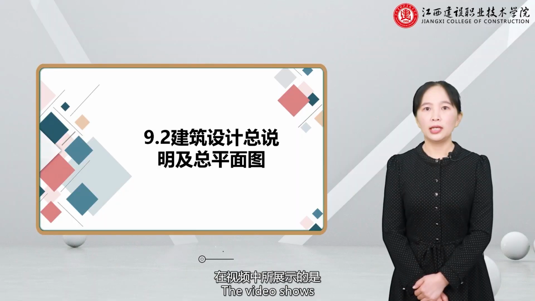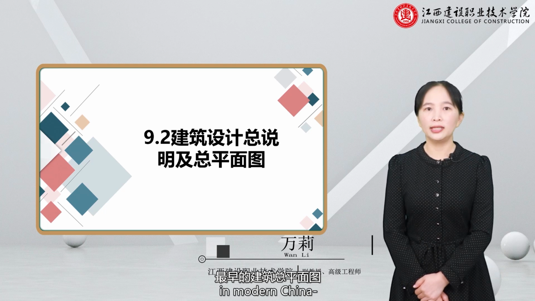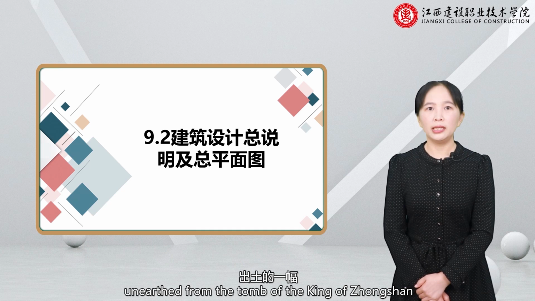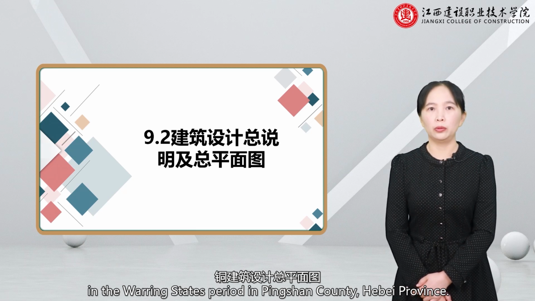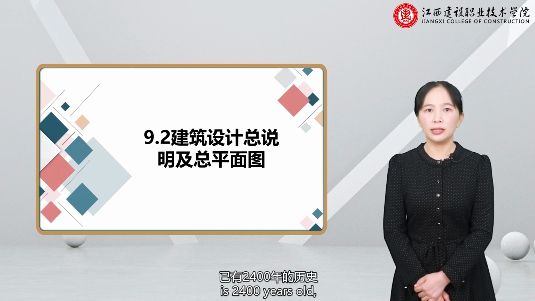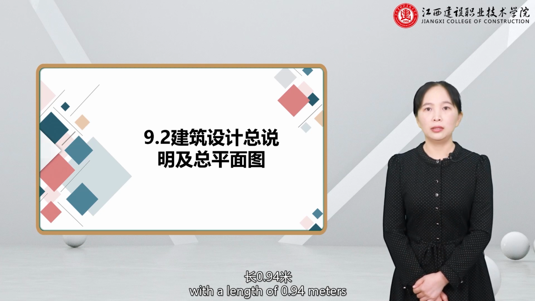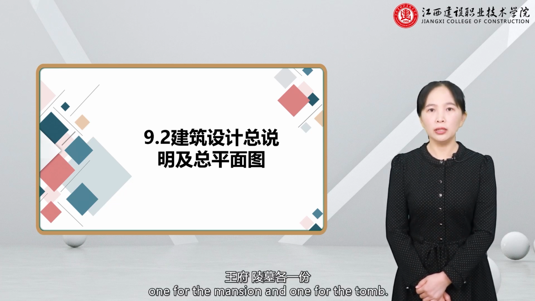The video shows the earliest known architectural general layout plan in modern China, a copper architectural design general layout plan, unearthed from the tomb of the king of Zhongshan in the Warring States period in Pingshan County, Hebei Province. The Jiaoyu 2. This design blueprint is 2,400 years old, with a length of 0.94 meters and a width of 0.48 meters. 2 copies, one for the mansion and one for the tomb.